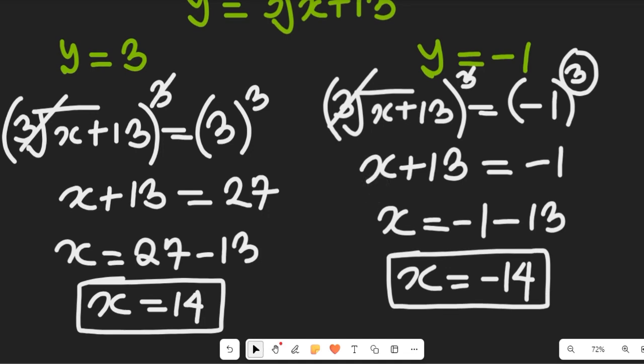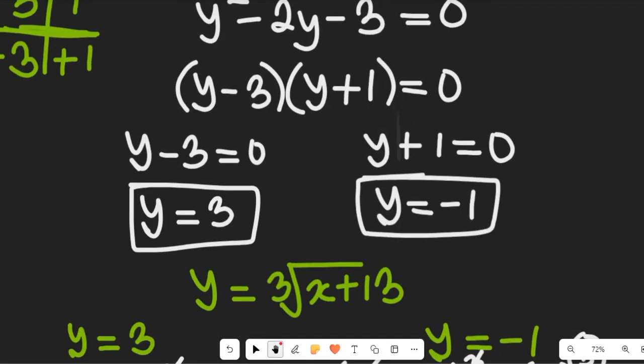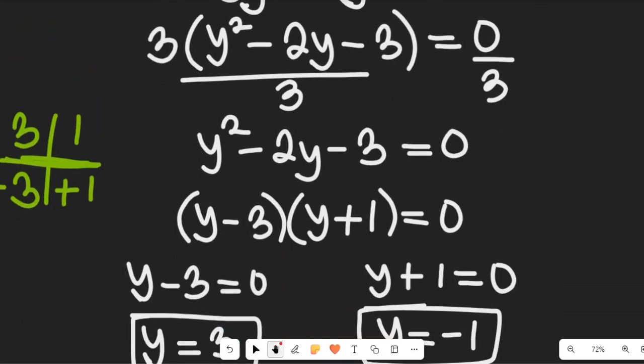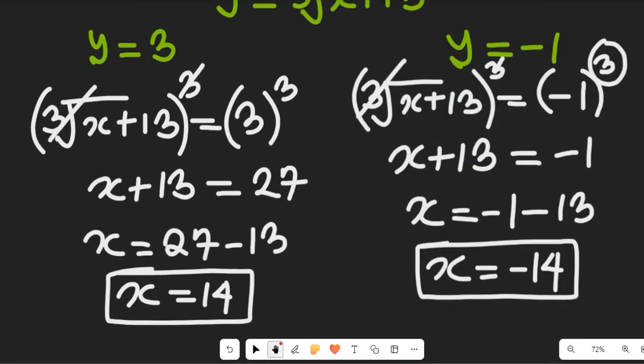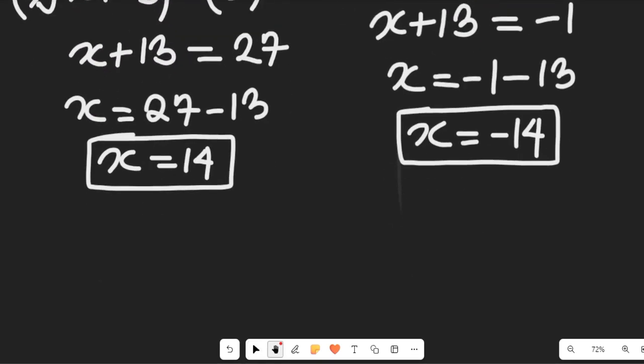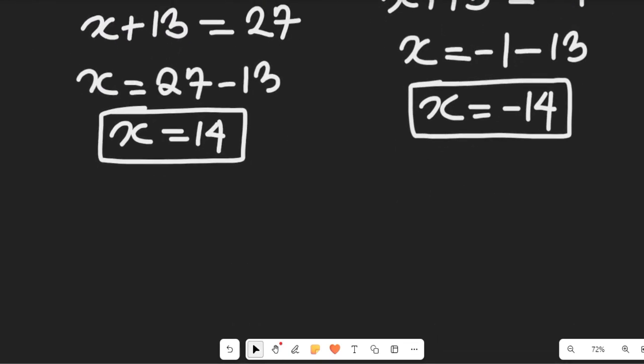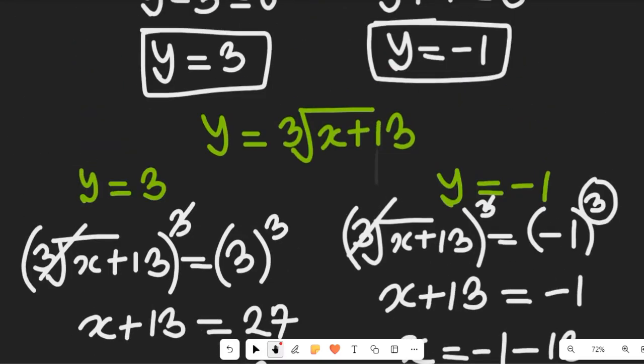I want you to try it the other way around and drop your answer in the comment section. Confirm if we have the same solution, 14 and minus 14. Drop your answer in the comment section, and we'll be able to communicate with you in that aspect.